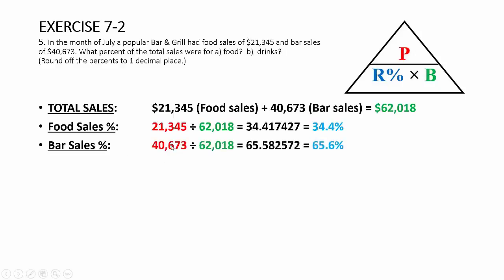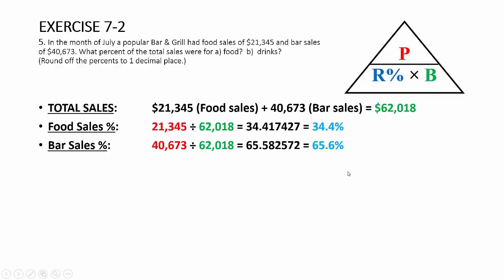As for the bar sales, we just use the bar sales number, still dividing it by total sales, and we get a rounded number of 65.6%. Or again, 65.6% accounted for the bar sales compared to the total sales.